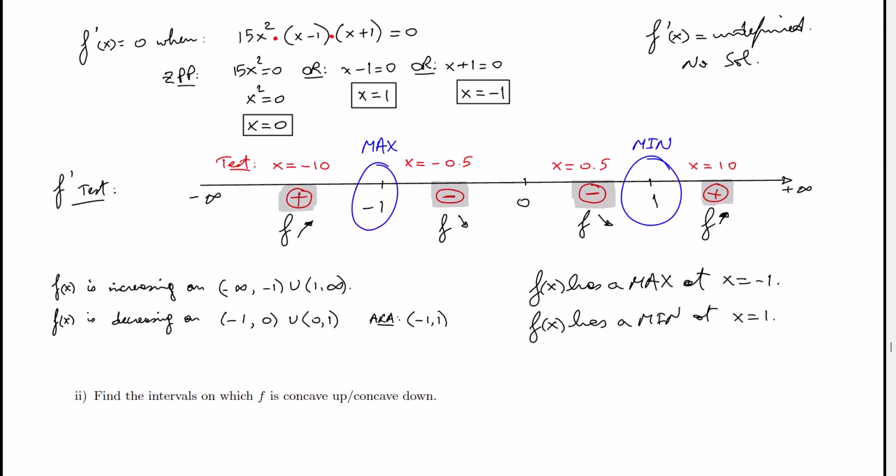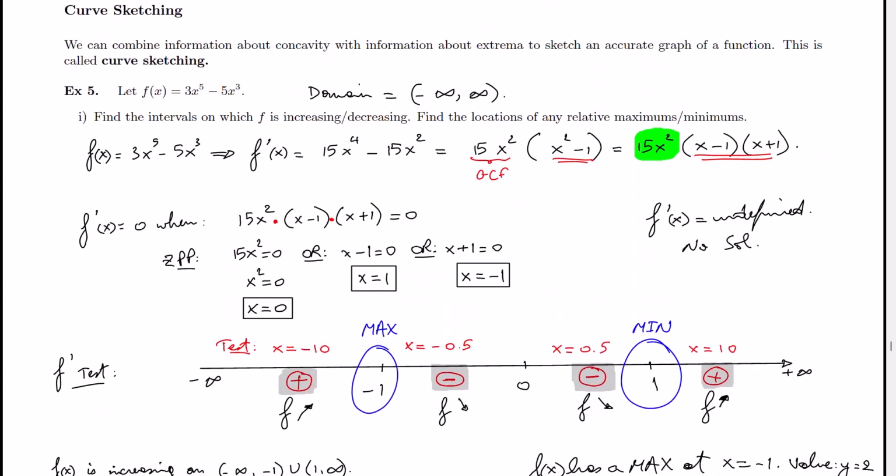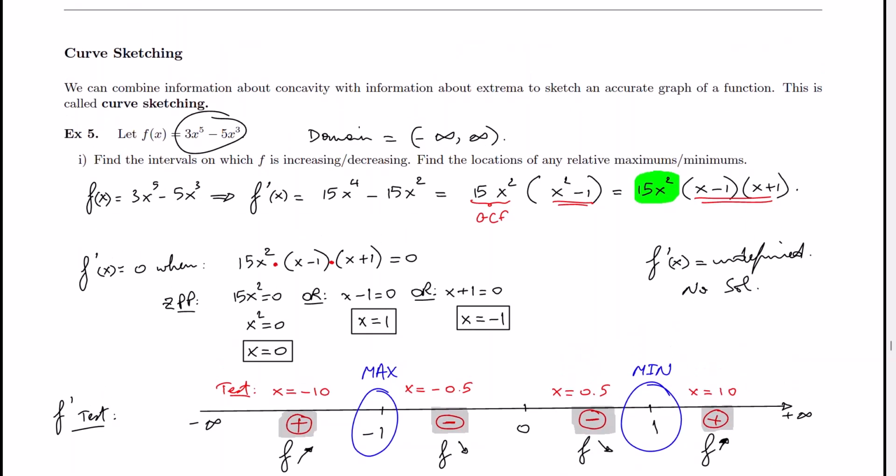And by the way, if you want to know the value of the maximum and minimum, I can tell you the values of each one of those. So the value of the maximum, putting -1 into the function f of x, you will see that the value is 2. And similarly, you will see a -2 when you plug in 1 into the original function, right? So test it out for yourself. Let's say you plug in 1 right there.